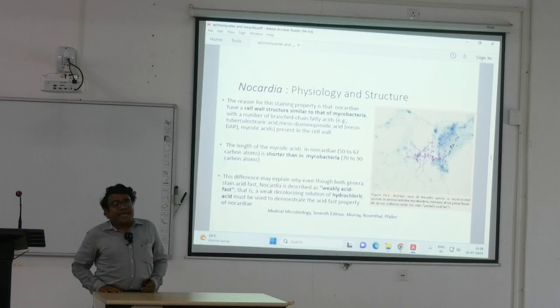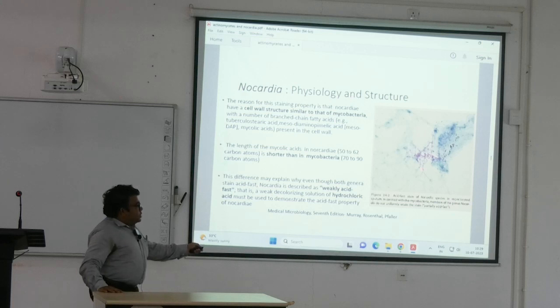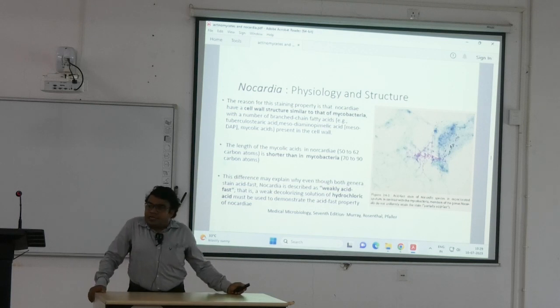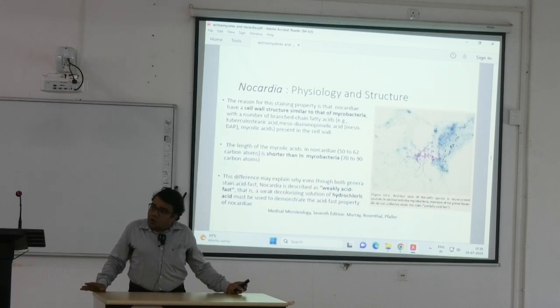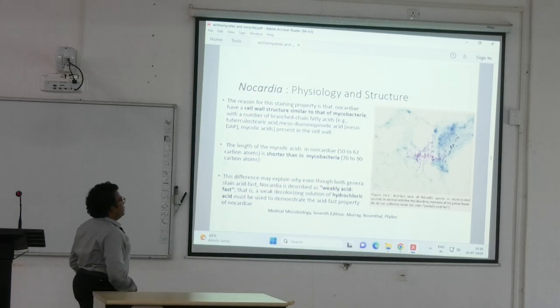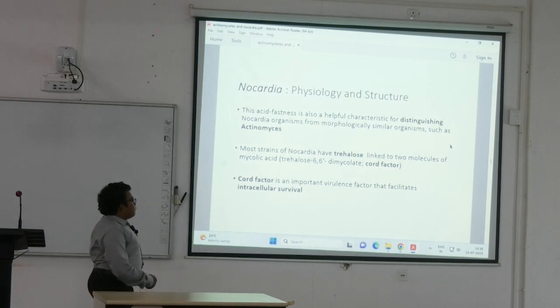Over here, we generally use HCl as a decolorizing agent, and after staining with acid fast and decolorizing with weak hydrochloric solution, we can see these are red colored thin filamentous branching bacilli. Remember that I have already told you in actinomycetes, they are also thin branching filaments, but they are not acid fast. But Nocardia, they are acid fast. That is the most important differentiating feature.